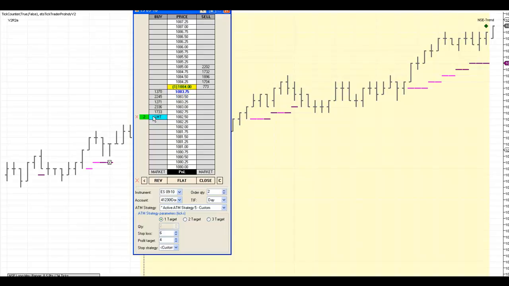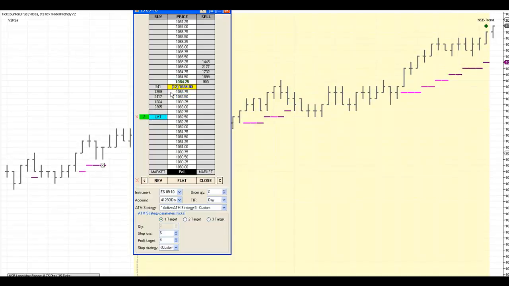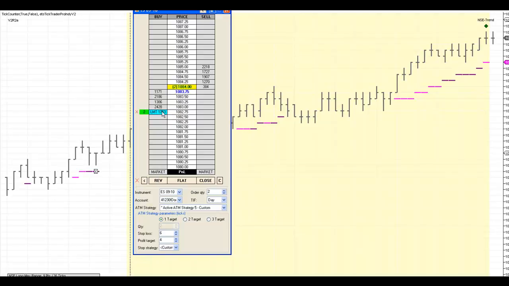NSE is normal system entry. EET is early entry technique. That gets you into an NSE before an NSE happens, just on a faster tick chart. Then, of course, the pullback trade is the trade we're doing now, where the market moves up, it moves back down, we jump in and try to take it back up.